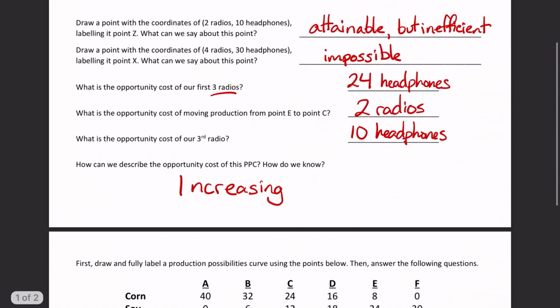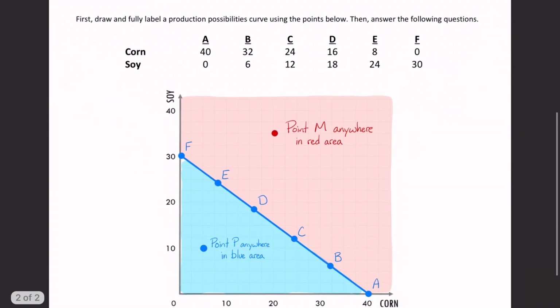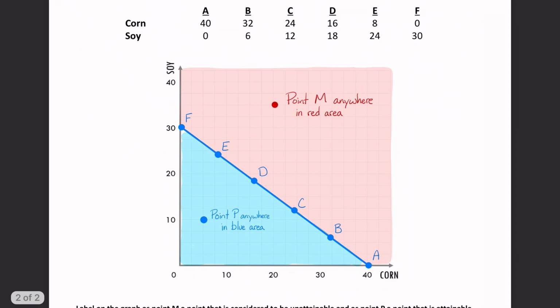Now let's look at that back page really quick. So I already went ahead and plotted out these points, and we have corn and soy here. It also says to graph a point M that is considered unattainable. So M can just go anywhere out in that red area, anywhere outside of our production possibilities curve. And then it says a point P that is attainable but inefficient. And again, that would just be anywhere inside of our production possibilities curve.